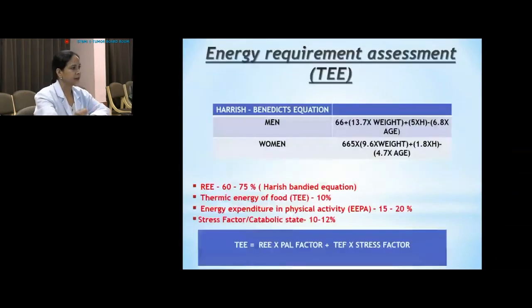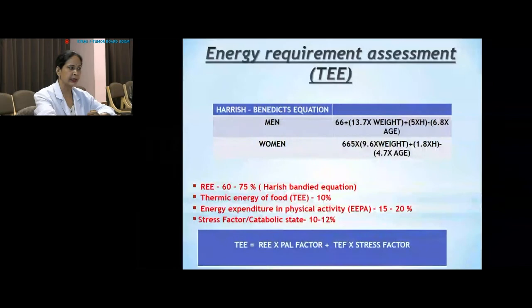Energy requirement: how to estimate once the patient is assessed in the setup, once the patient comes to the OPD or IPD for treatment. Nutritional assessment needs to be first, along with the treatment. Nutritional assessment should be given priority, and then the energy and protein requirement decided. So here, energy requirement assessment. How to assess? Total energy expenditure.